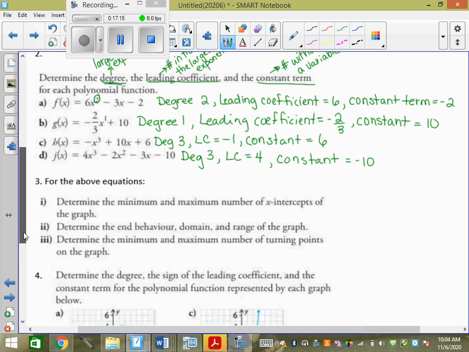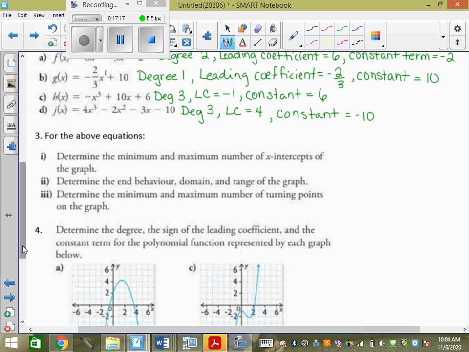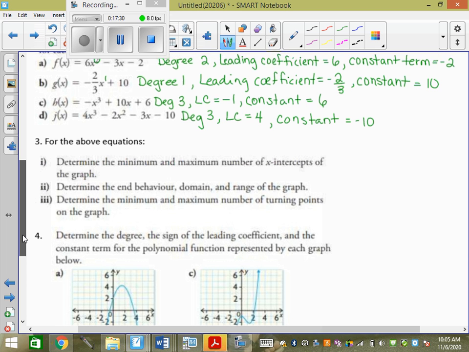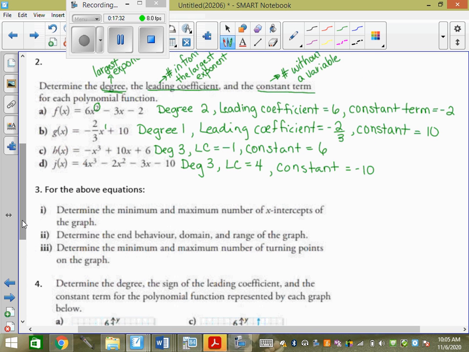Okay, we're going to look at number 3. Number 3 says, for the equations above, determine the minimum and maximum number of x-intercepts of the graph. Determine the end behavior, domain, and range. Determine the minimum and maximum turning points. So we're going to go through number 1 here first. We're going to go to A. A, we want the minimum and maximum number of turning points.